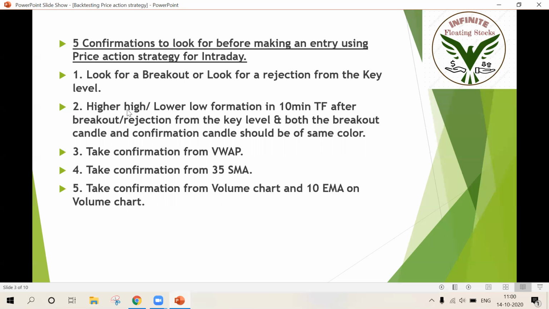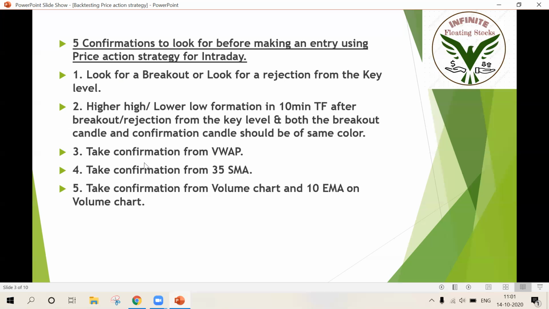The second confirmation is higher high and lower low formation. You need to look for higher high and lower low formation in the 10-minute time frame after breakout or rejection from the key level. Both the breakout candle and the confirmation candle should be of the same color. I repeat, the first confirmation is breakout or rejection from the key level. The second confirmation is higher high or lower low formation in the 10-minute time frame, and both candles, the breakout candle and the confirmation candle, should be the same color.